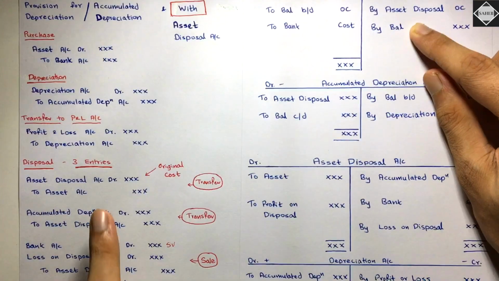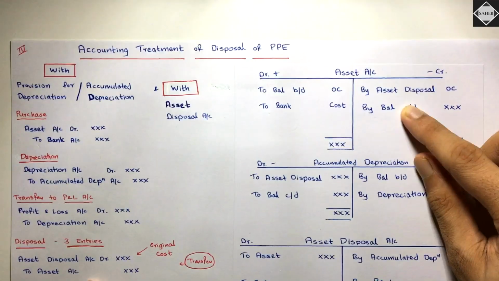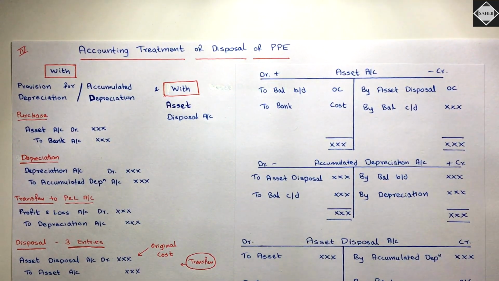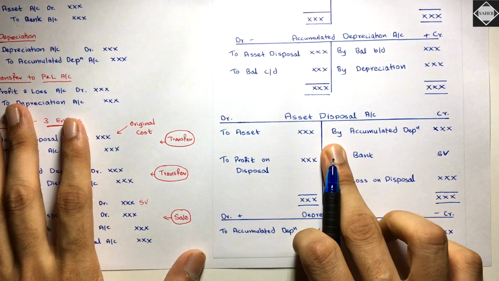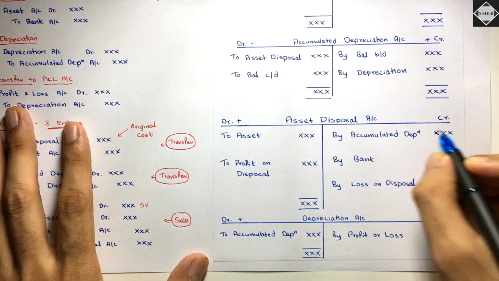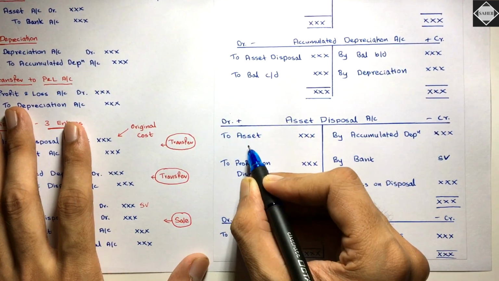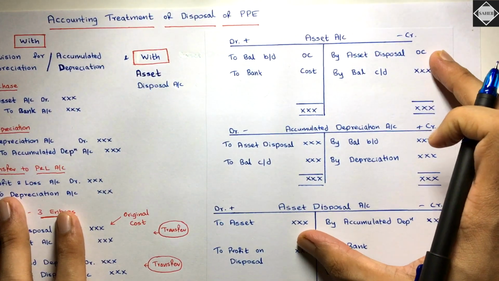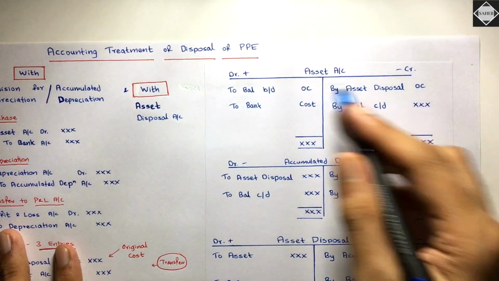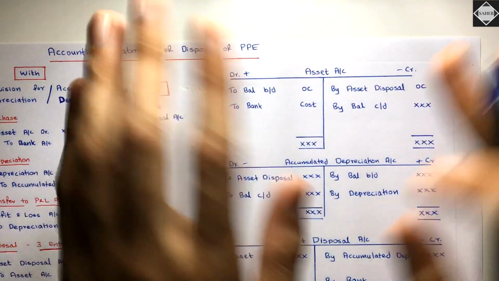Which journal entry is this? This one: asset disposal account debit to asset. So the asset is getting credited because of asset disposal. Is it clear? The cross posting of that will happen in asset disposal. In asset disposal, this account will come into existence. Asset disposal is increasing because of the asset, the cross posting. Do you understand? Easy. Next you will find out the closing balance, by balance c/d. So the asset account is completely over.